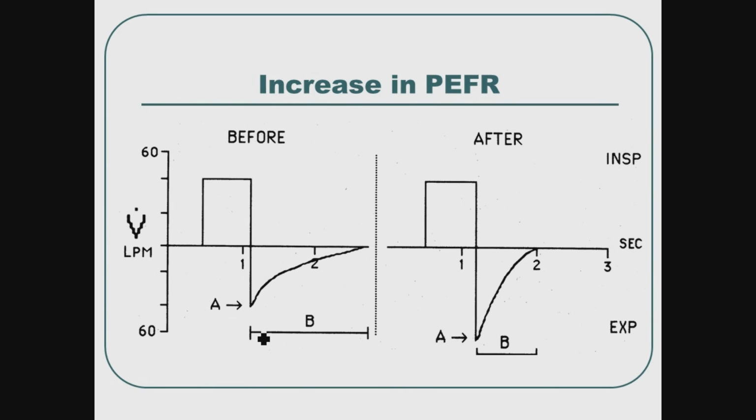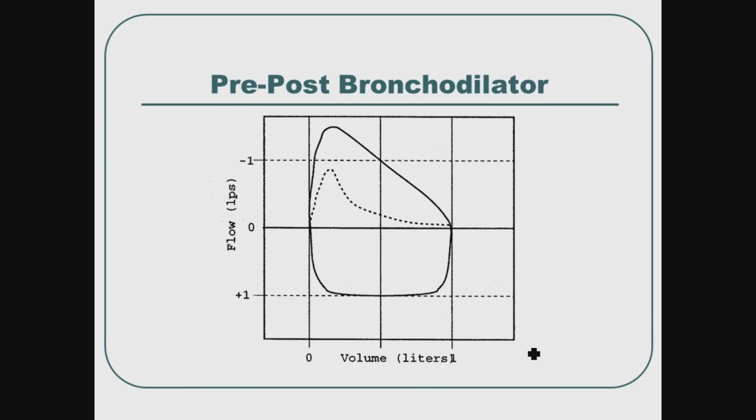Notice not only did I have an improvement in my peak flow between the before and after, but I also shortened my expiratory time, which is basically saying that the expiratory flow improved, which is what you anticipate to see with a bronchodilation. Looking at it another way, from a flow volume loop, you can see that the peak flow increased between the two scenarios.